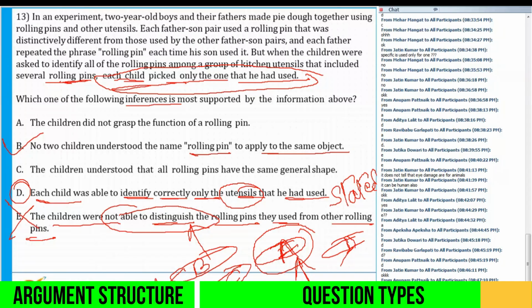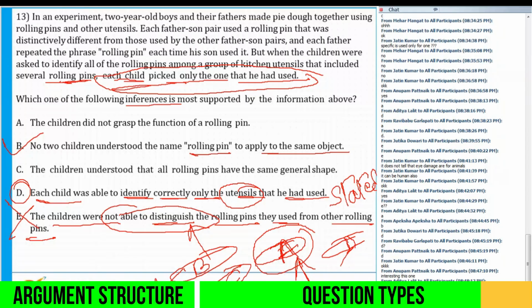Did you understand? Anybody has any doubt, please ask, because this was a very nice question. In fact, the 14th also is a good one. Is it absolutely clear why the answer is B? If there is confusion, ask, please.